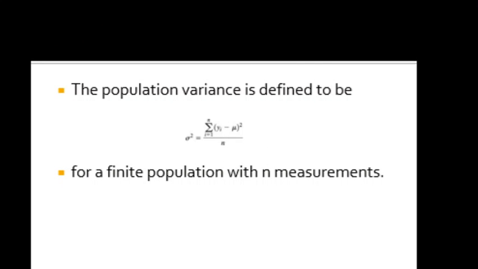Here's the notation. If we are calculating the population variance, it's denoted by sigma squared. It's the same formula, except the y bar has now been replaced by mu, which is the population mean. If we have a finite population of n measurements, then sigma squared can be calculated by using this formula. If we have a population which is very large and we don't have all observations, the value of sigma will usually be unknown.